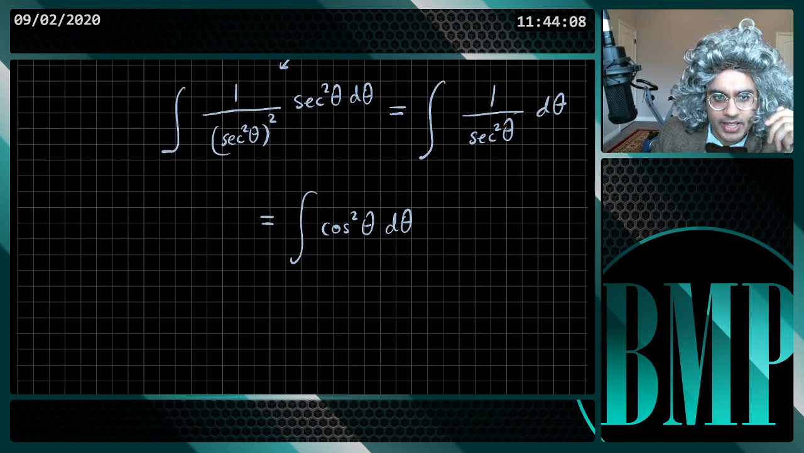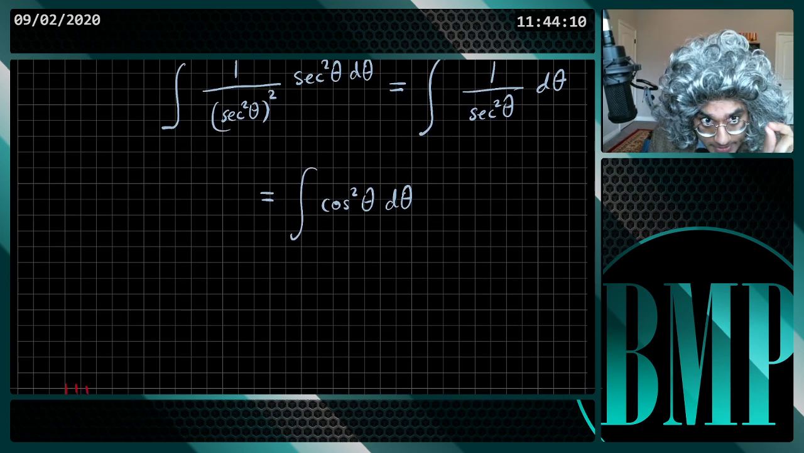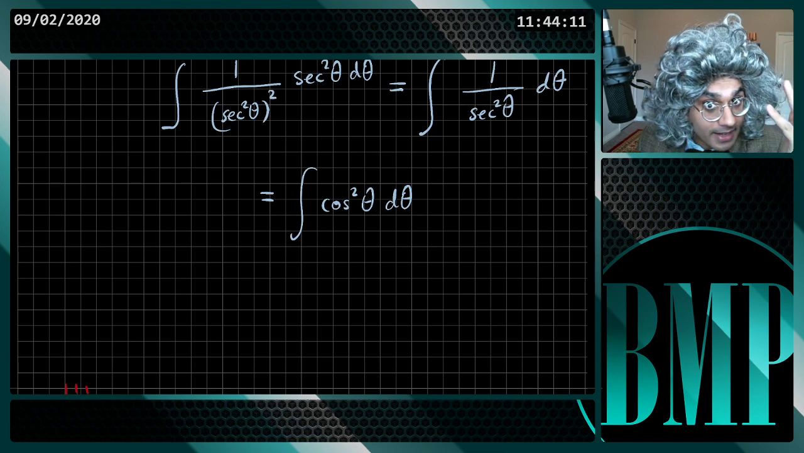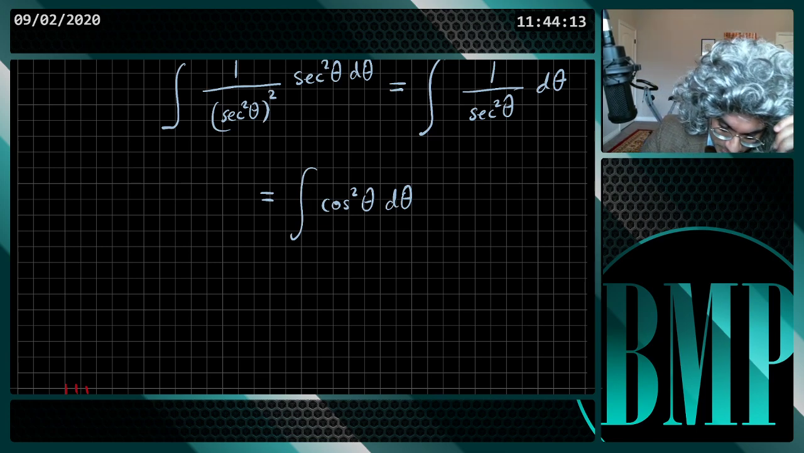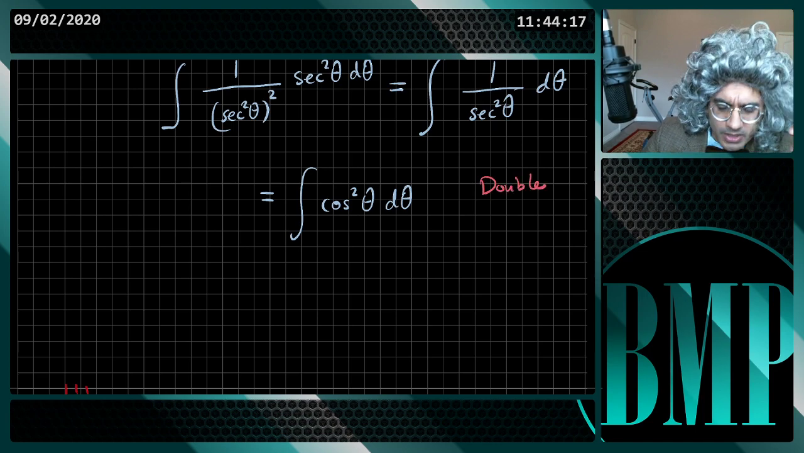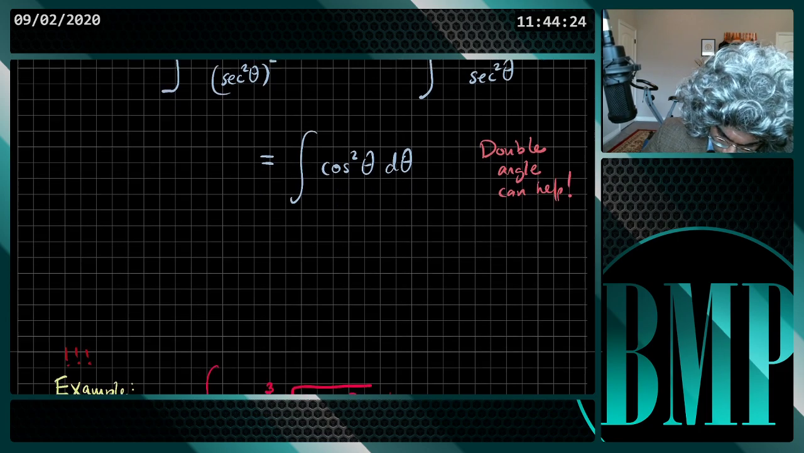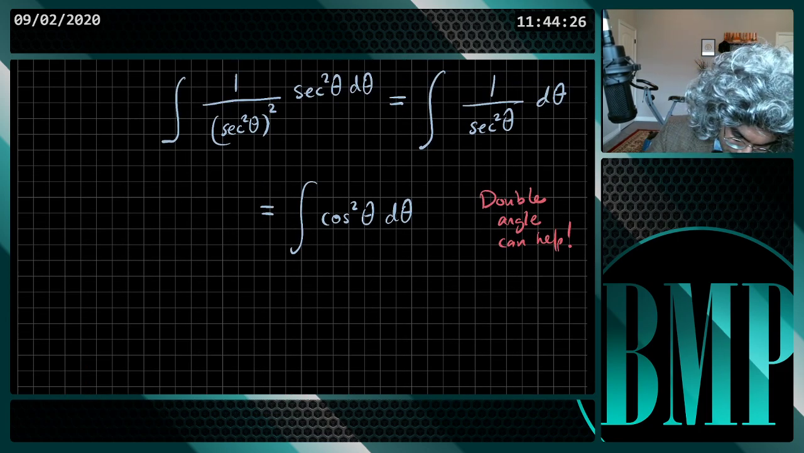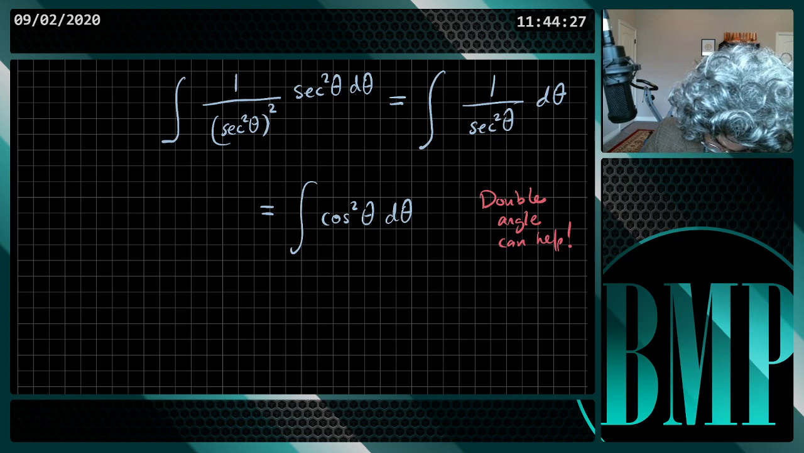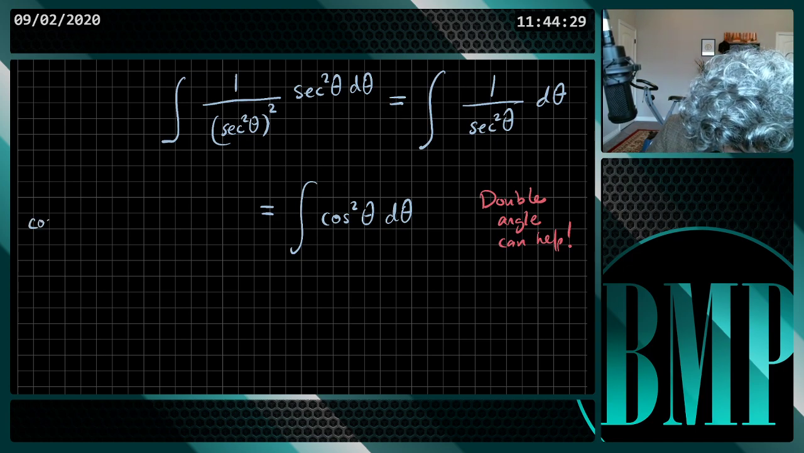So enough of that. Cosine squared. Integral of cosine squared? Double angle can help us. You know, double angle. You can also do parts if you want. Double angle can help. All right, so cosine squared, let's put it over here.